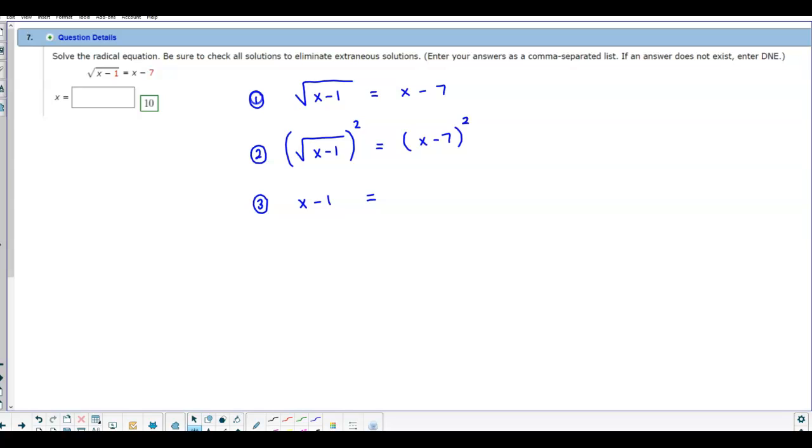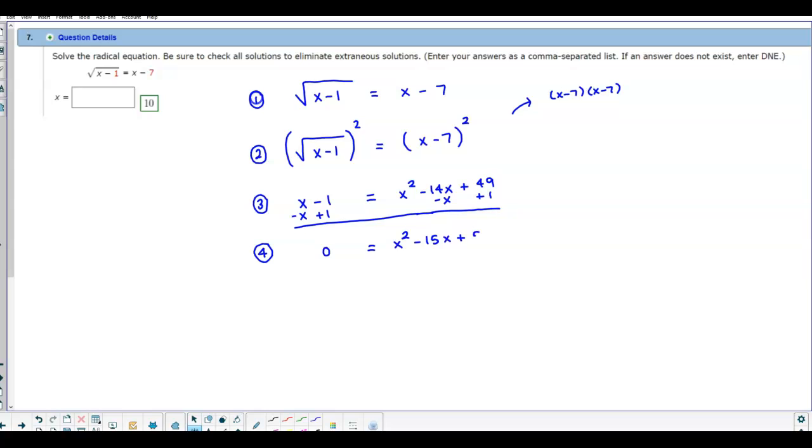Okay, now remember that x minus 7 squared is the same thing as taking x minus 7 and multiplying it by x minus 7. So we're going to get x squared minus 14x plus 49. Now we want to set the right side equal to 0. So what we're going to do is subtract x and add 1 to both sides. So we get x squared minus 15x plus 50.